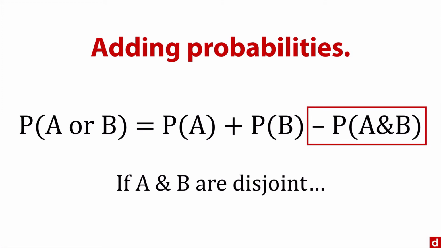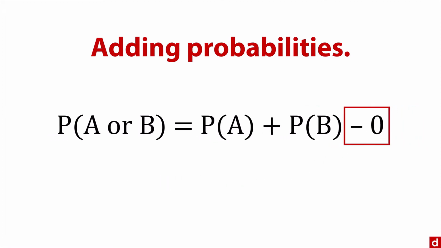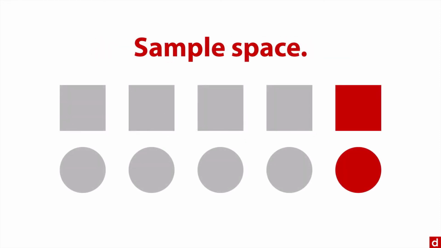On the other hand, if A and B are disjoint, which means they never occur together, then that's equal to 0. And then you can subtract 0, and you get back to the original probabilities. But let's take a really easy example of this. I've created my super simple sample space. I have 10 shapes. I got 5 squares on the top, 5 circles on the bottom. I've got a couple of red shapes on the right side.